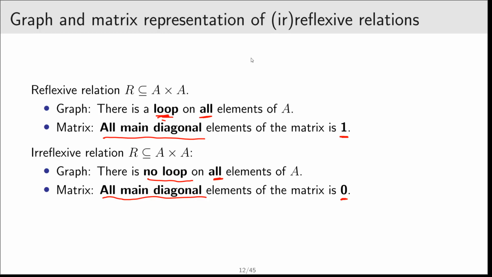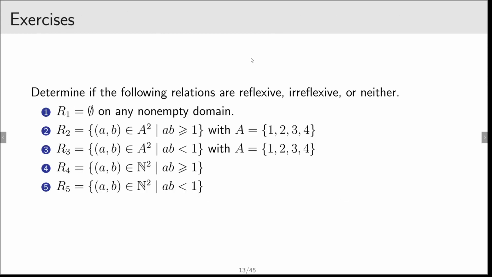Now the next one. Next we will do some exercise. I give you 5 relations: R1, R2, R3, R4, and R5. Try to determine whether these relations are reflexive, irreflexive, or neither. Try this, and we'll come back with the solutions in the next video.